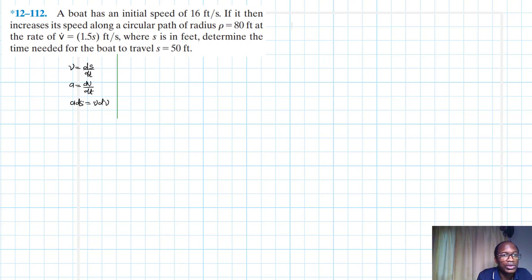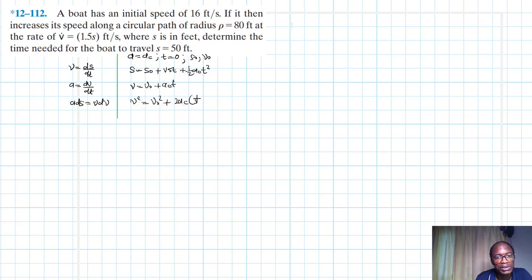We do have the common equations when acceleration is constant, at t equal to 0, s naught and v naught. From this, we're able to derive the following: s is equal to s naught plus v naught t plus half a_c t squared. And then we have v is equal to v naught plus a_c t, and v squared is equal to v naught squared plus 2 a_c (s minus s naught).